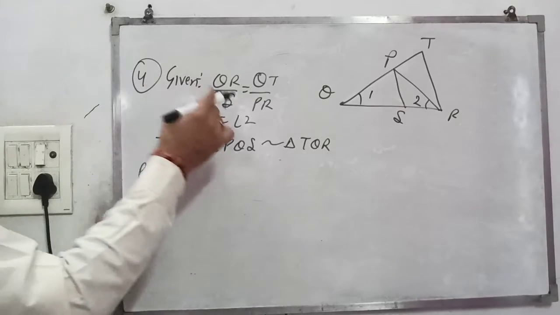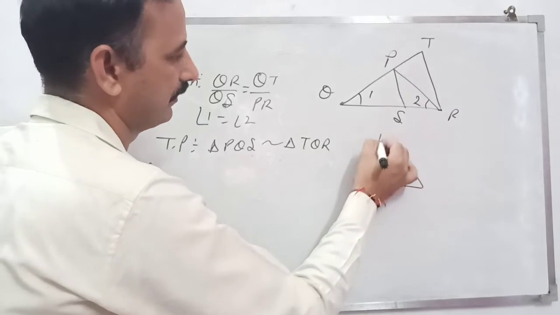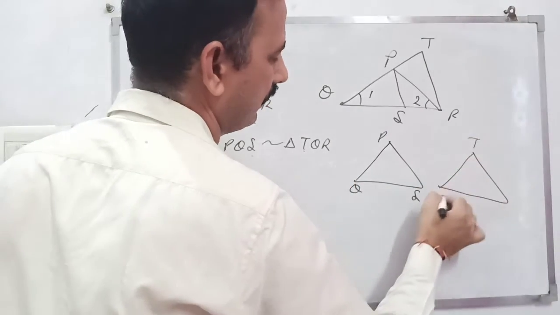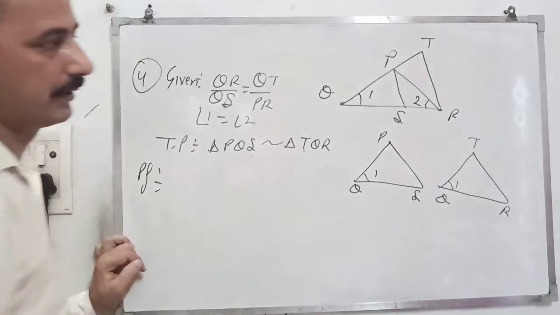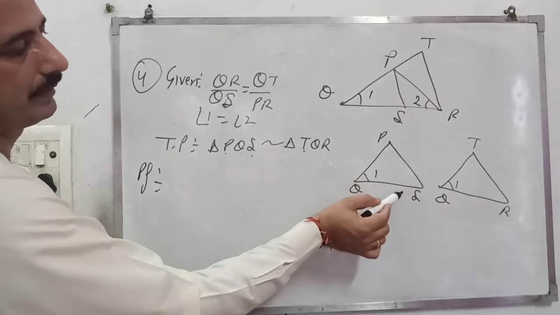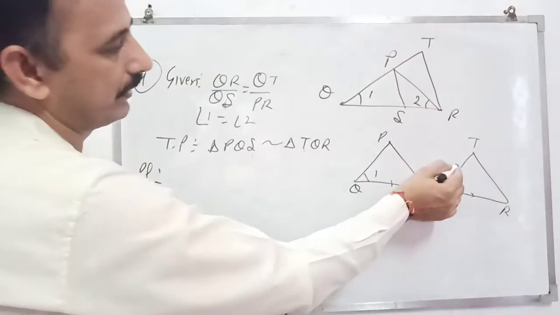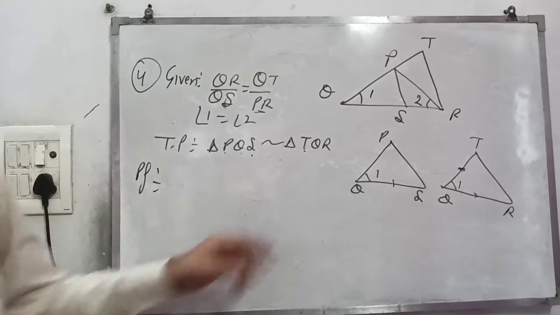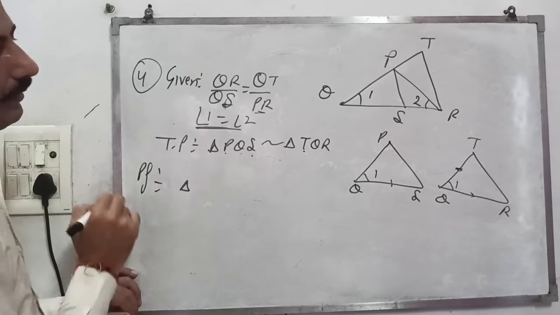First, it is given angle 1 equal to angle 2. Triangle PQS and triangle TQR. Right? So angle 1 is there, that is also angle 1, but angle 2 does not lie here. And QR is the side, QS is one side, QT is that side. PR is not in these two triangles. But it is given, so we can use that one. Angle 1 is equal to angle 2.